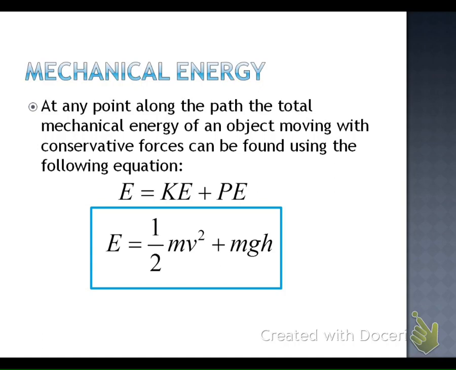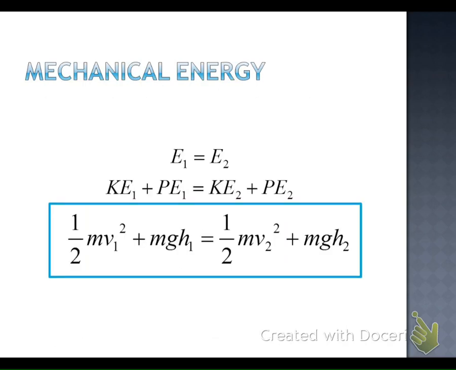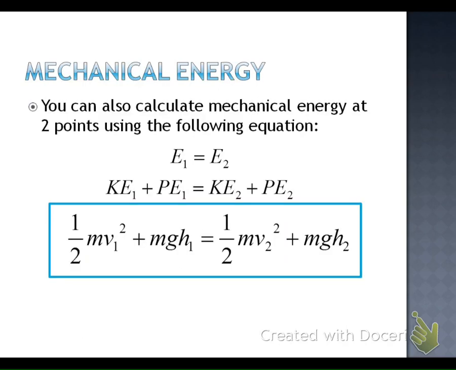Yeah, we're going to just basically double this equation, okay? Oh, sorry, this is just talking. H is height above the ground, V is the velocity. We know what those variables stand for, right? Okay. So here's our total conservation of mechanical energy at any 2 points. Okay, it looks like a big scary equation. It's really not, I promise, okay?